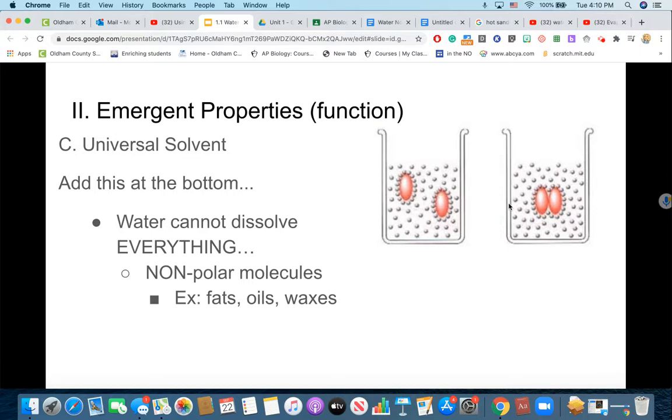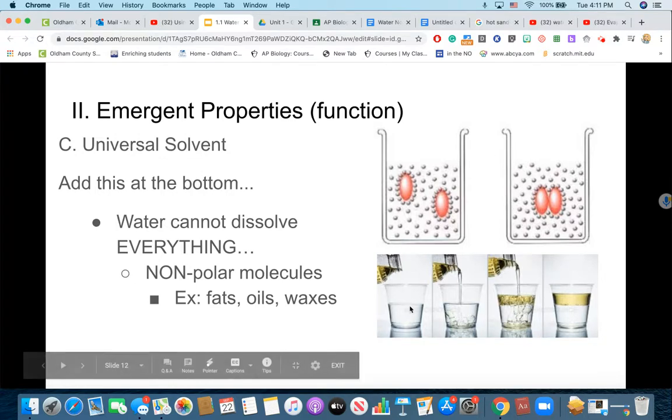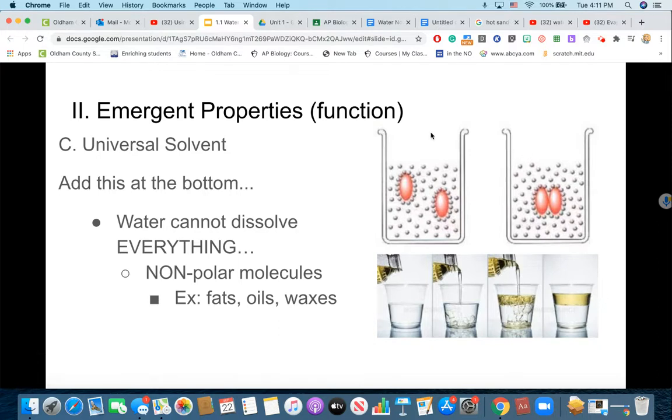So nonpolar molecules are those hydrophobic things, fats, oils, waxes even. So think about just in everyday life, you know what happens if you were to take vegetable oil and pour it into a cup of water. At first, it would look like it's mixing, but then notice the oil, which is nonpolar, sticks with the other oil molecules and separates itself out. And that's really what we are seeing up here in this picture.